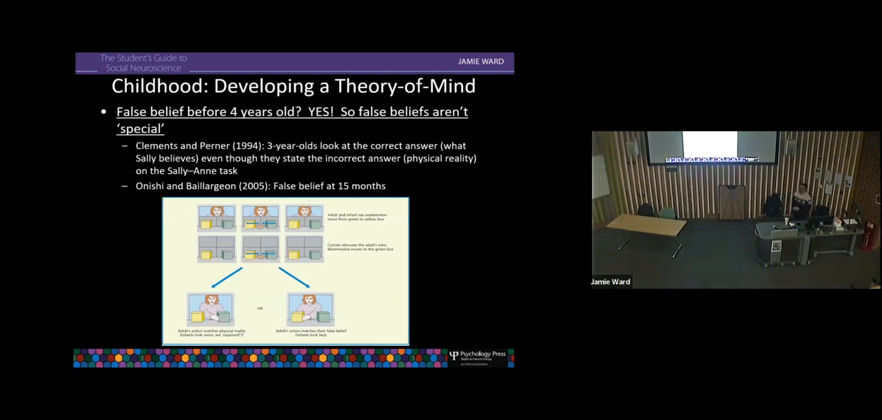This is a study that really threw the cat amongst the pigeons in terms of false beliefs and theory of mind. Well, there are a couple of studies. This one was actually done at Sussex before, showing that 3-year-olds in the classic Simon Baron-Cohen studies would look at the correct answer, even though they stated the incorrect answer, with the physical reality of this.